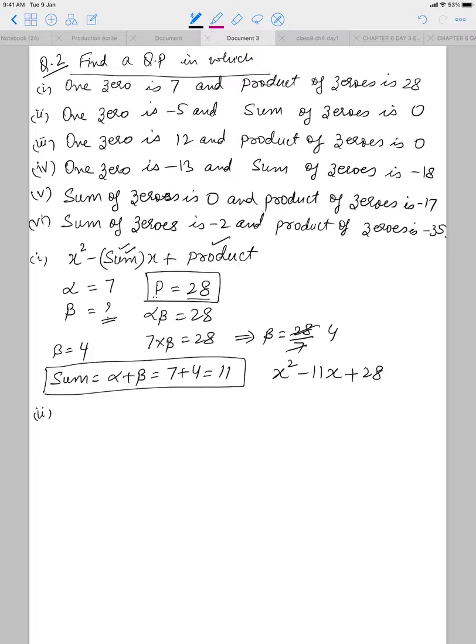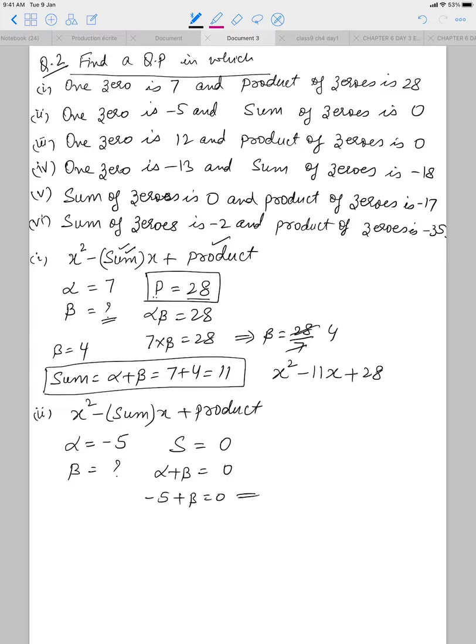Second is find a quadratic polynomial. Again, what will I write? The moment I see this question, find a quadratic polynomial, at least I can write down this statement immediately, in which one of the zeros is minus 5. So I'll write alpha is equal to minus 5, beta I do not know, and the sum of the zeros is given to be 0. Sum of the zeros means alpha plus beta is equal to 0. If alpha is minus 5, then beta has to be equal to plus 5, only then the sum will come out to be 0.